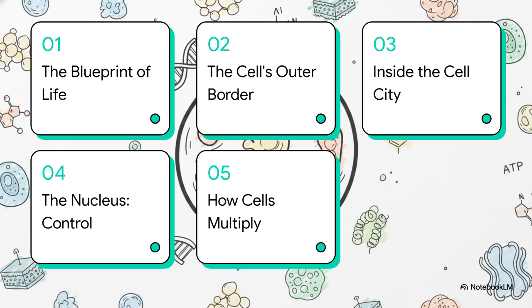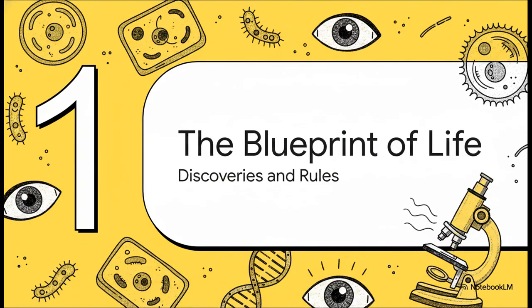Okay, so here's our game plan for today. We'll start with the blueprint, check out the outer border, then we'll sneak inside the cell city, visit the control center, and wrap up with how cells make more of themselves. Ready? Let's go. All right, first up, the blueprint of life.